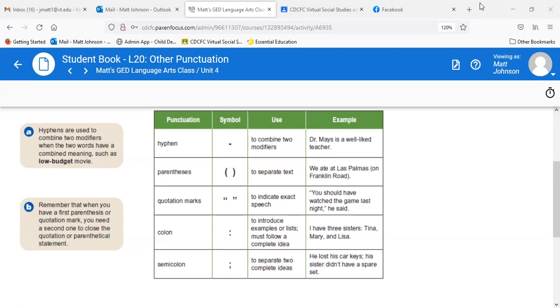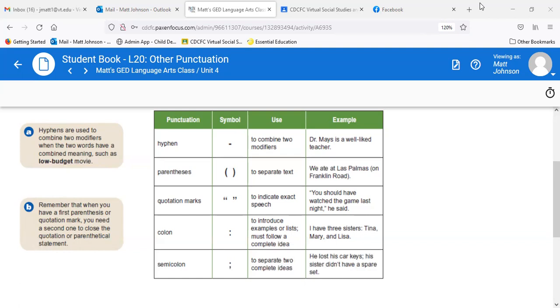Colon, I mentioned those a couple of days ago. So to introduce examples or lists. It must follow a complete idea. So you're going to have a complete idea in front of the colon. I have 3 sisters: Tina, Mary, and Lisa. So that way you're separating it a little bit. You're letting the reader know that what's coming is a list of information, or you're setting off an example. But you have to have a complete sentence, a complete idea in front of that.